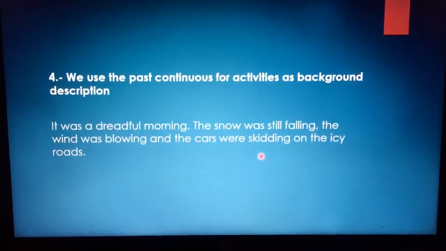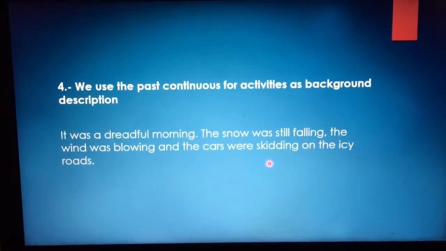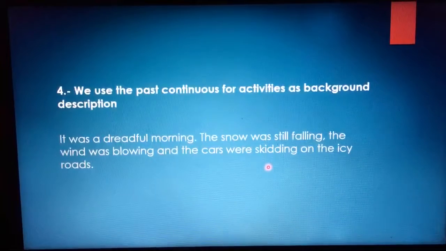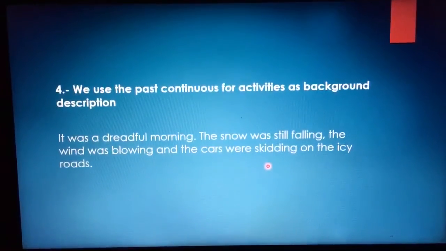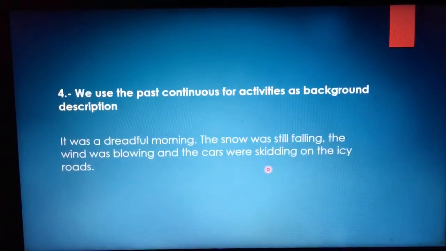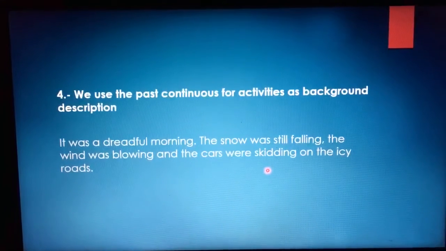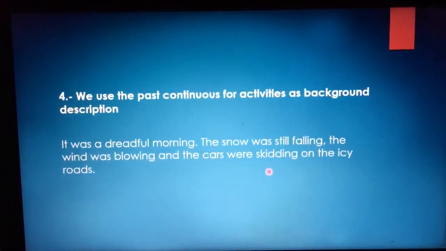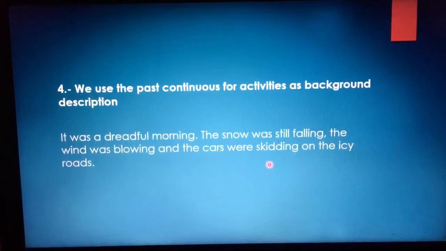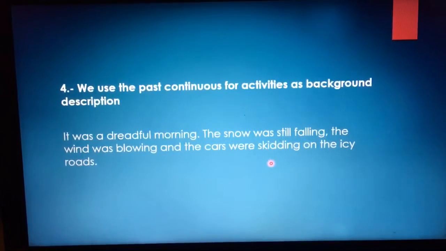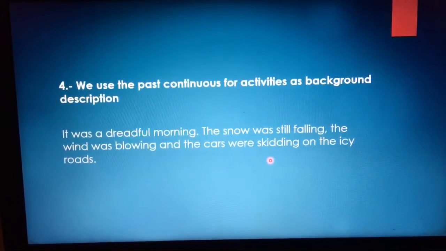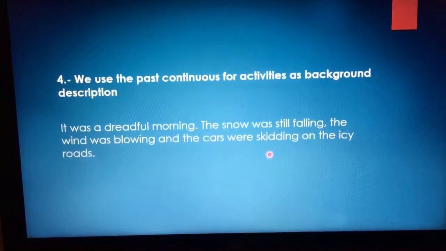Okay, the next one is number 4. We use the past continuous for activities as a background description. Okay, and what is background? Well, background means the environment. The past continuous can be used to describe a scenario or the environment or background.